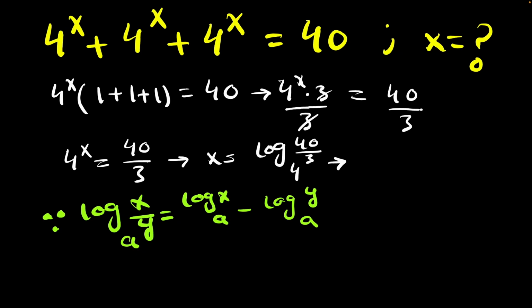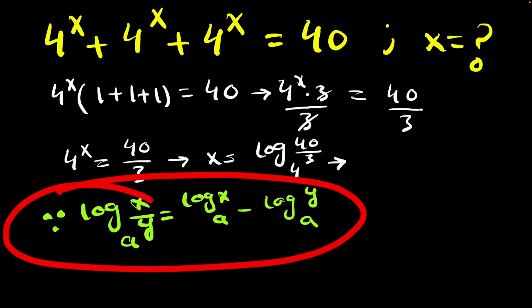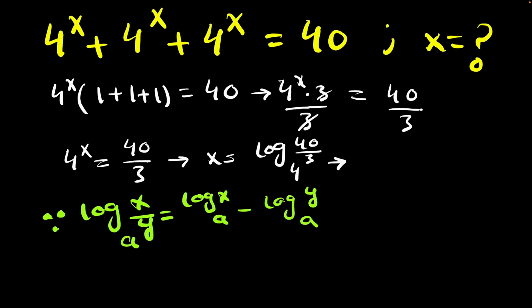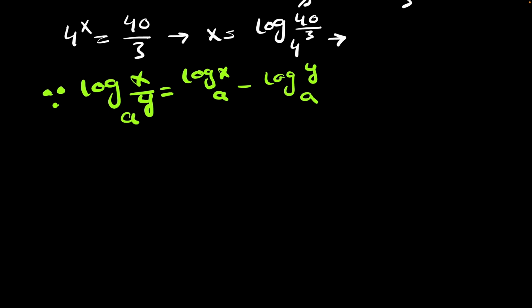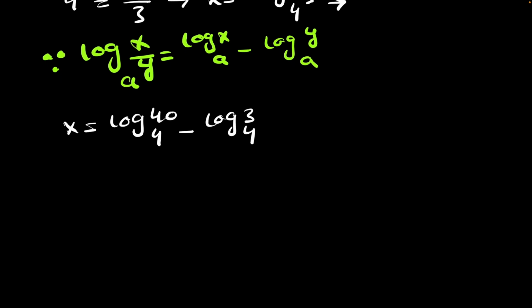So now we are going to apply this formula to this part of the question. Then I'm going to write x is equal to log of 40 to the base 4 minus log of 3 to the base 4. So now I'm going to write log of 40 as log of 4 times 10 to the base 4 minus log of 3 to the base 4.